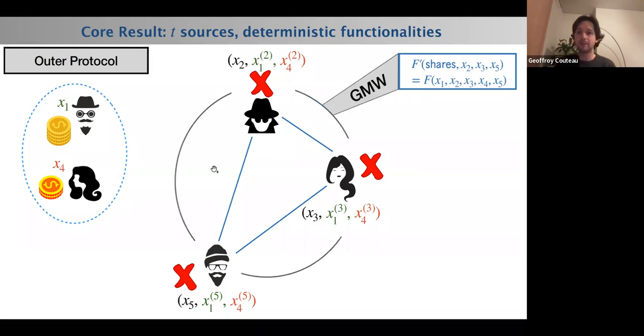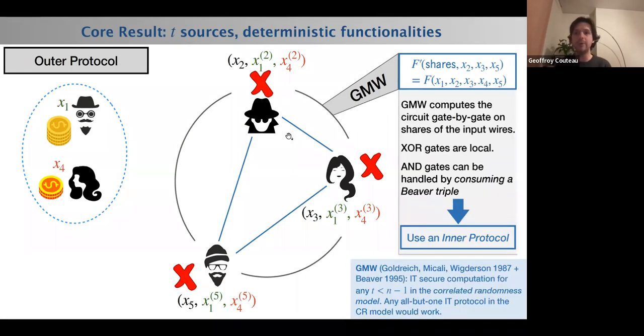Now, our three parties need to be able to compute the function, and they will do so using GMW. A very important thing to observe is that now that we've isolated the sources, there might not be an honest majority anymore among those guys, but among those deterministic parties, we know that there will always be at least one uncorrupted party. So we use a protocol like GMW that can tolerate up to n-1 corruptions out of n.